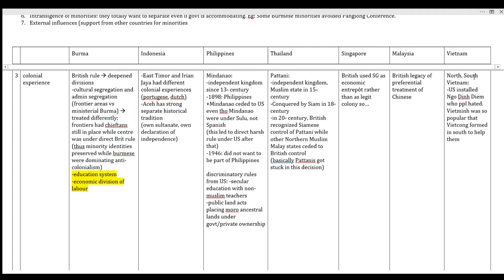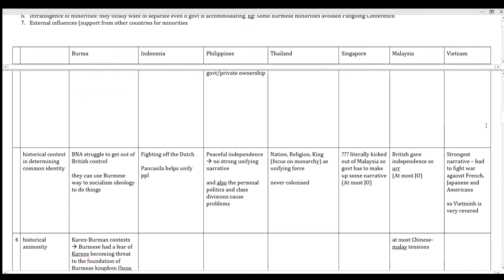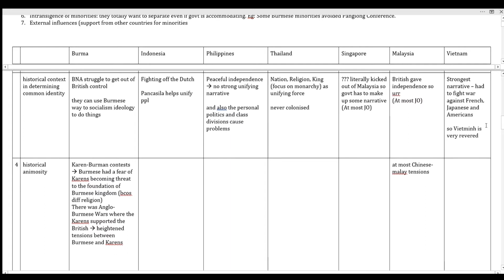Yeah, okay. So if we're going to look at the US part of it, in South Vietnam there was a US-installed Ngo Dinh Diem, who people hated. And in the end, the Viet Minh in the north was so popular that the Viet Cong kind of became a thing in the south to help them. And that's why I feel like even though Vietnam went through a war, they're pretty united in a sense, because they prefer each other to the US or anyone else for that matter.